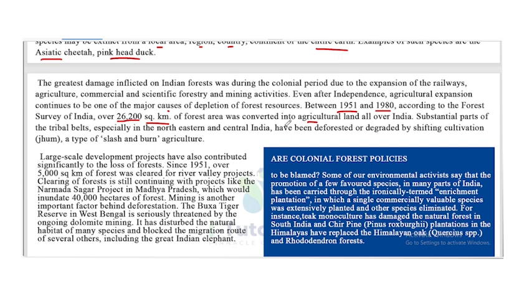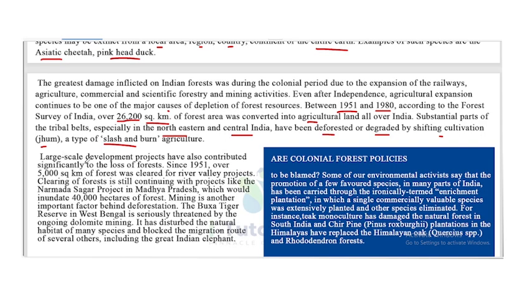Substantial parts of the tribal belts, especially in northeastern and central India, have been deforested or degraded by shifting cultivation, that is jhum cultivation. That's a type of slash and burn agriculture. So many parts of India, especially the tribal belts in northeastern and central India, have been deforested or degraded by shifting cultivation.